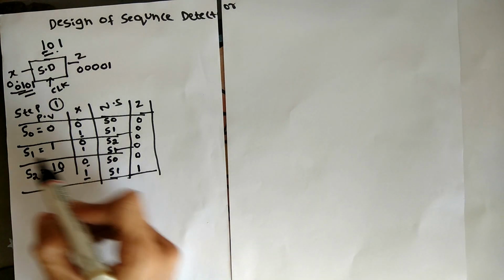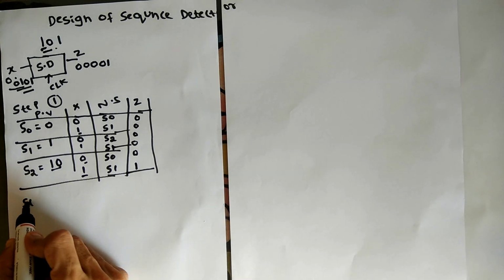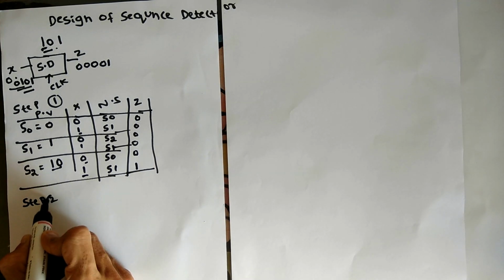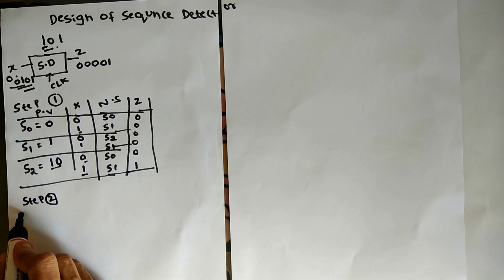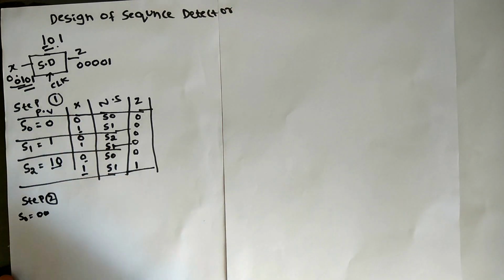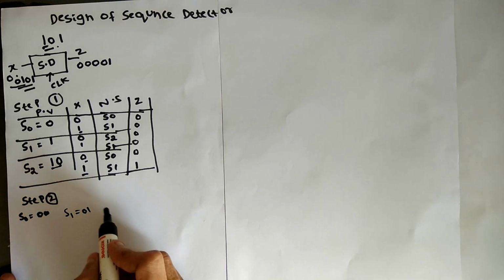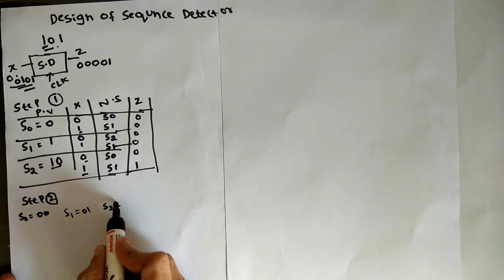This is for the state diagram, we can use it. Now here we can fill the values of S0, S1 assuming that in step 2. So in step 2 we can assume the S0 value as 2-bit numbers, so 0 0, because here we have 3 states. 3 states we can easily do in 2-bit numbers. So first is 0 0, then S1 we can take as 0 1 and S2 is 1 0.